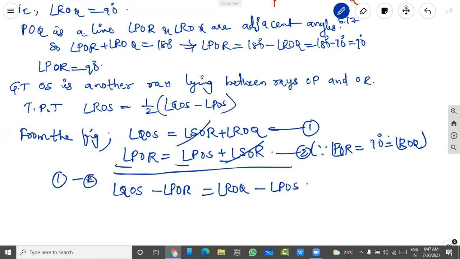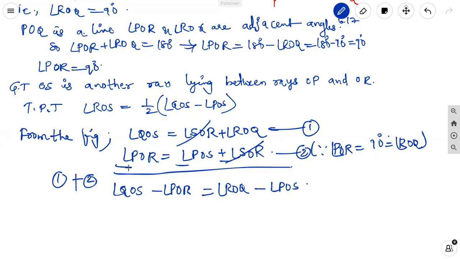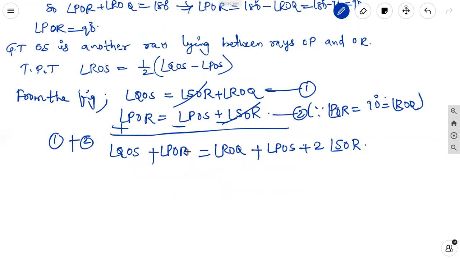Here we can add the two equations: angle QOS plus angle POR equals angle ROQ plus angle POS plus 2 angle SOR. Here we know that angle POR and angle ROQ both are 90 degrees and both should be equal. These two get cancelled. Why? Because angle POR equals angle ROQ equals 90 degrees.